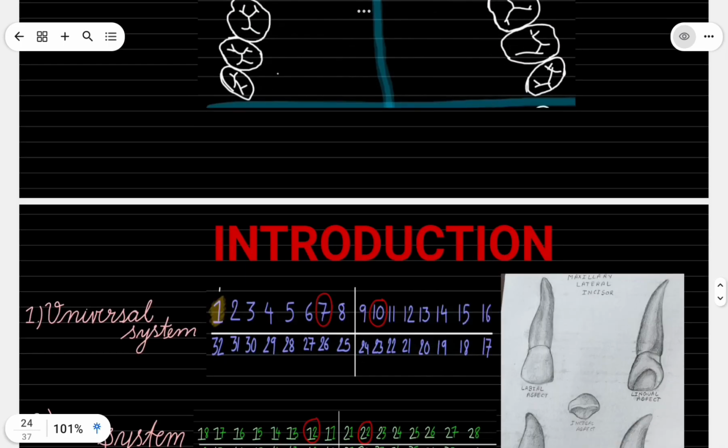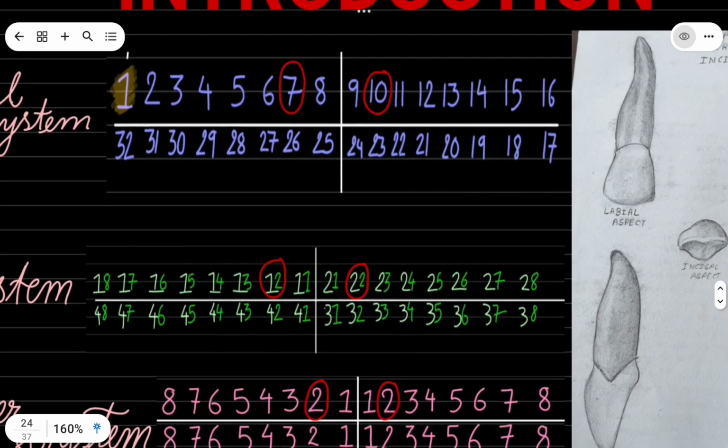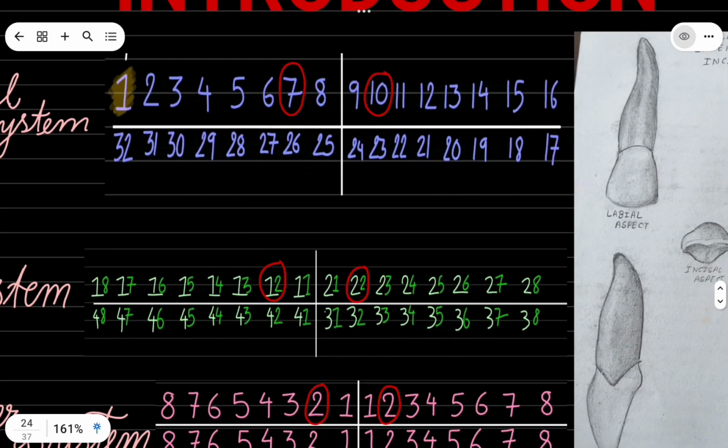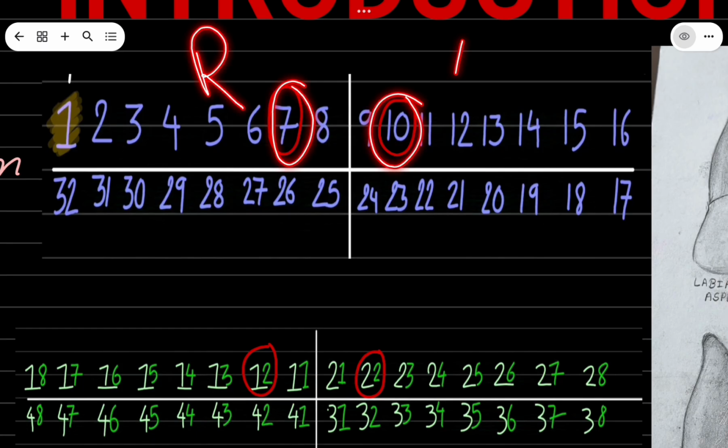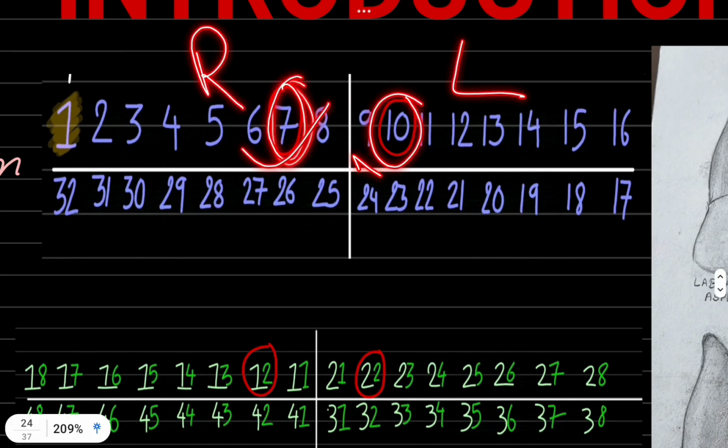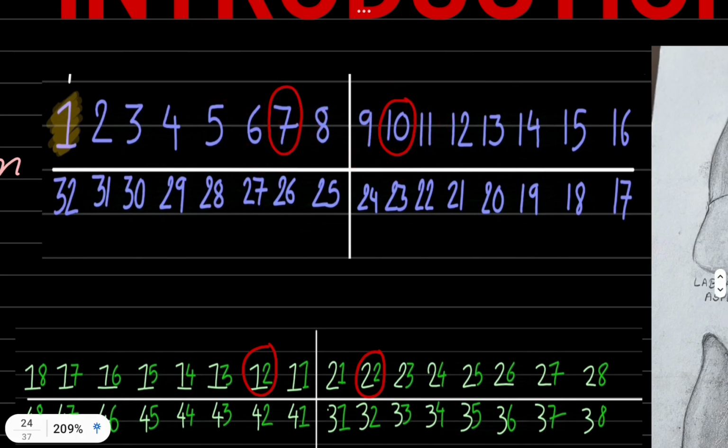Now starting with the introduction, we have the nomenclatures or the numbering of each of these teeth according to the various notation systems. So for the permanent maxillary lateral incisors, according to the Universal system, we have the number 7 and the number 10. As you know, this is the right side and this is the left side. So for the right permanent maxillary lateral incisor, we have the number 7, and for the left permanent maxillary lateral incisor, we have the number 10.